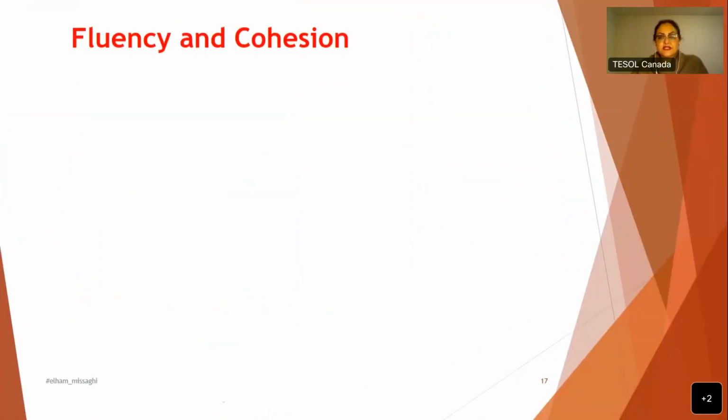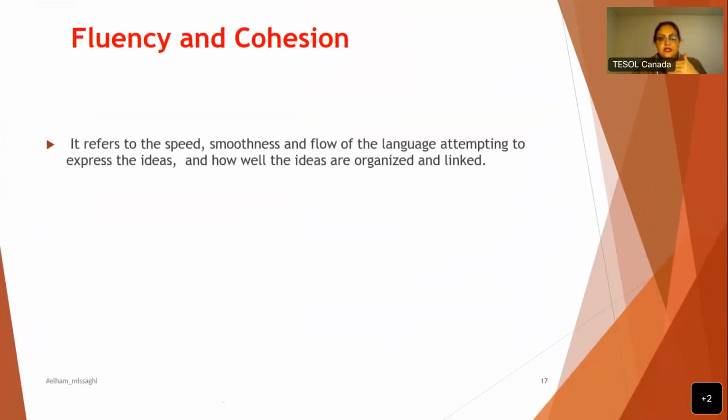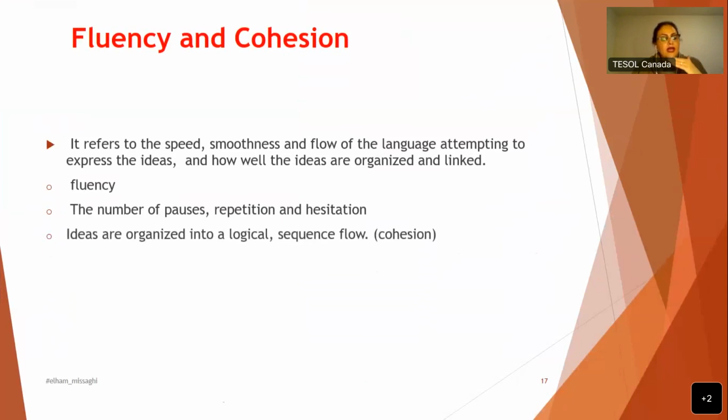What is next is fluency and cohesion. This is the 4th criterion. So fluency refers to the speed, smoothness, and flow of the language with no hesitations or repeated words. So in this case, the student is very fluent. No pauses while they're talking. And there's a logical sequence and flow while they're talking or expressing their ideas.